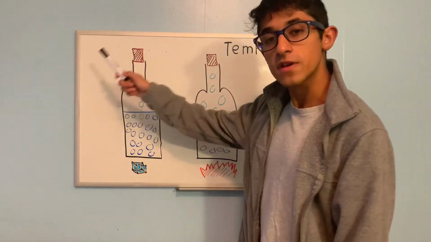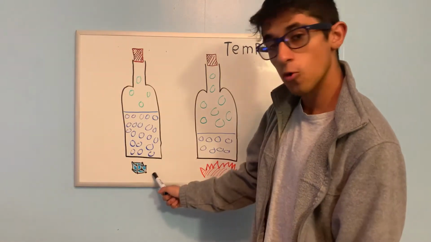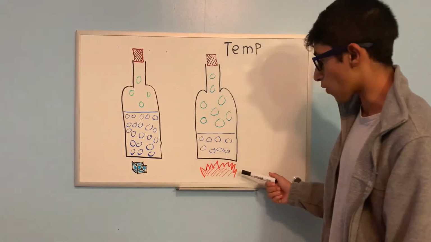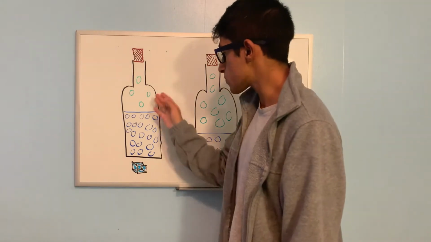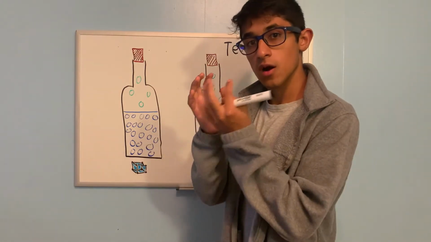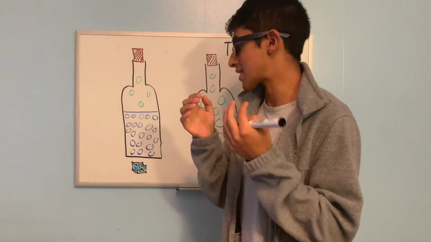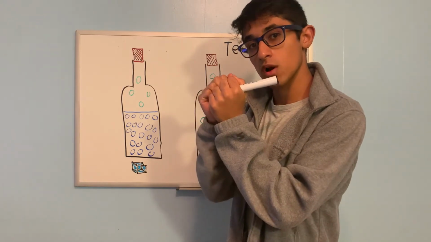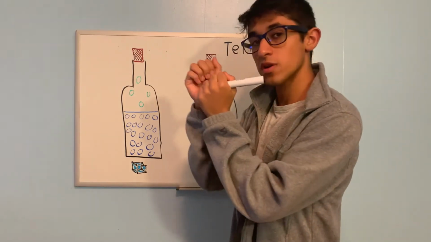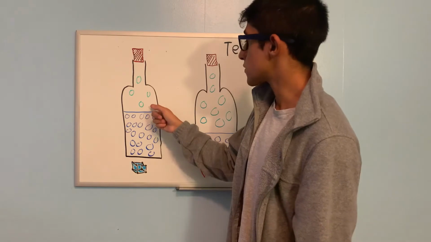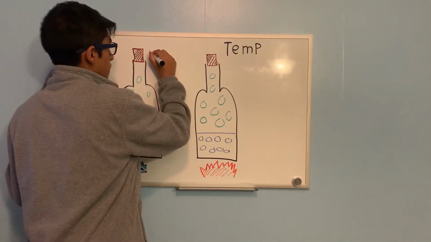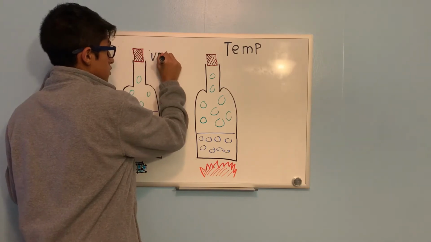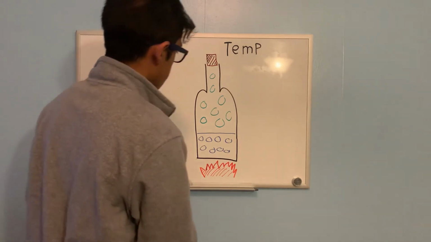So what I have is the same bottle. One is cold under an ice cube and another is warm under a fire. So what will happen is in this cold bottle, remember that when objects are cold, they have less kinetic energy and they have less motion and they don't really want to move as much. As a result, there will be less gas molecules. So we can say that vapor pressure is low in a cold temperature.